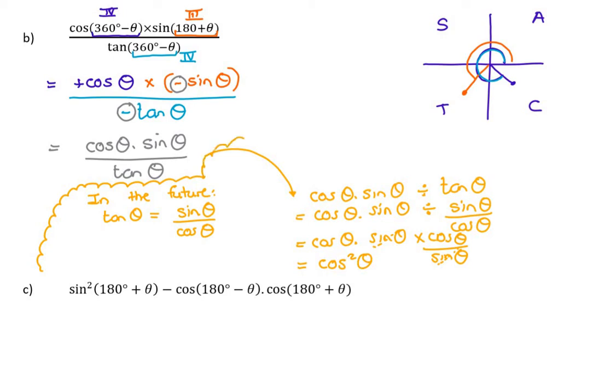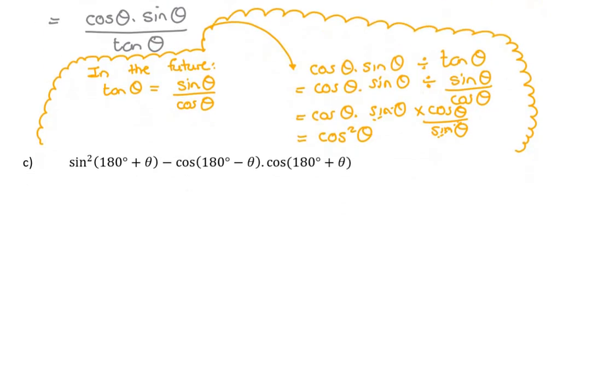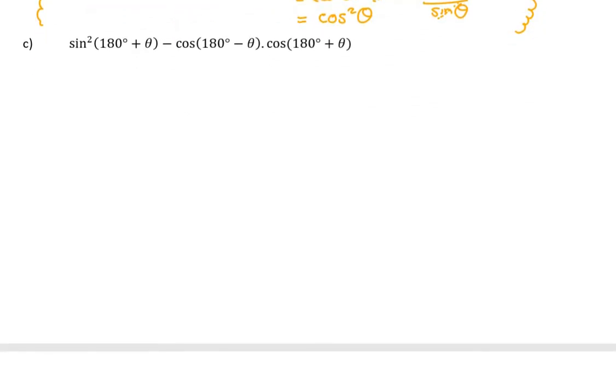Now this is very much in the future. I like to sow the seed of identities little bit by little bit as I go along in trig, so that when we get there it's actually quite an easy concept. This is not what I'd expect from you at the moment. We're just practicing reduction. Okay, so that was quite a fun one. Let's have a look at our last non-numerical example.